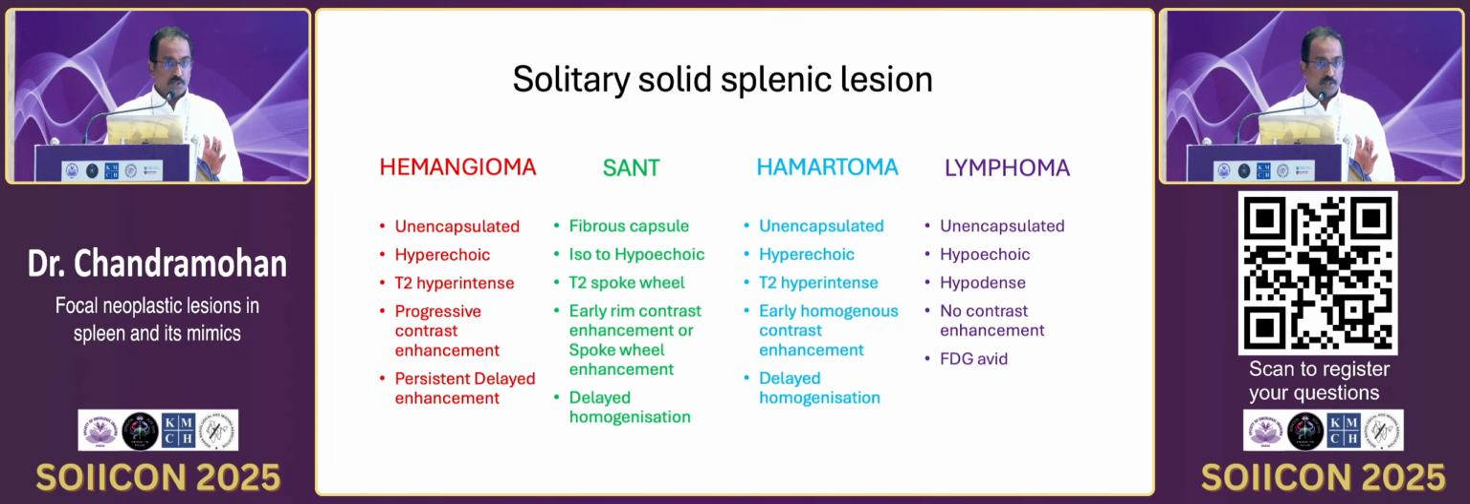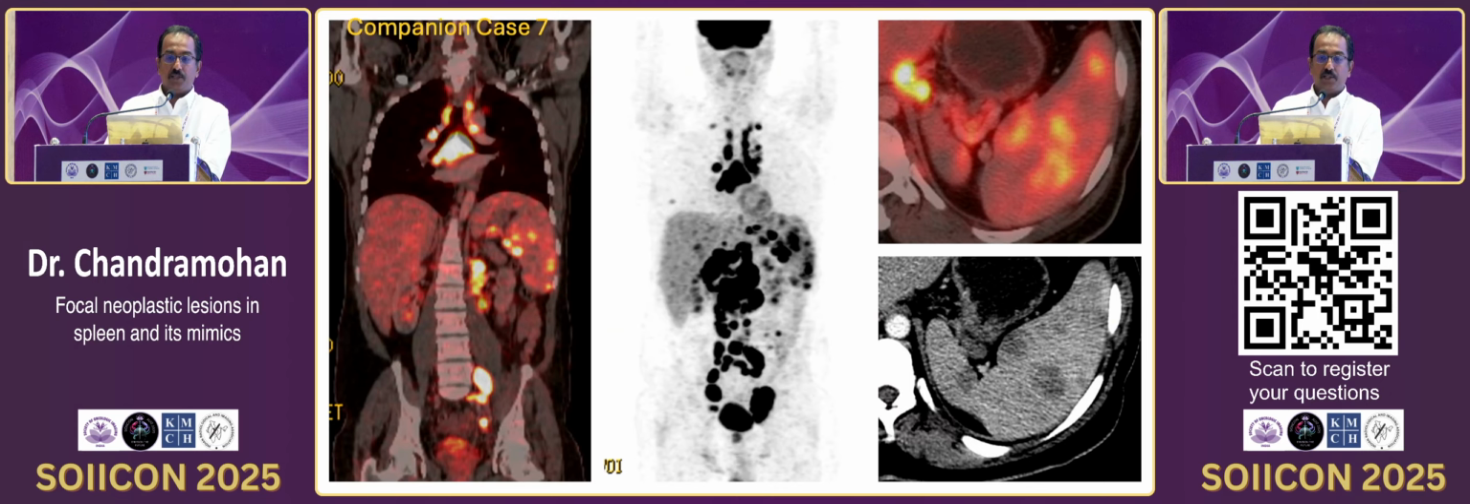Hemangioma is a hyperechogenic lesion with persistent delayed enhancement. SANT has a fibrous capsule and a spoke wheel pattern of enhancement, with a peripheral hypointense capsule and radiating bands of T2 hypointensity. Hamartoma is only seen in the early arterial phase with delayed homogenization. Lymphoma is a hypodense lesion, hypoechoic on ultrasound, with no contrast enhancement, and FDG avid.